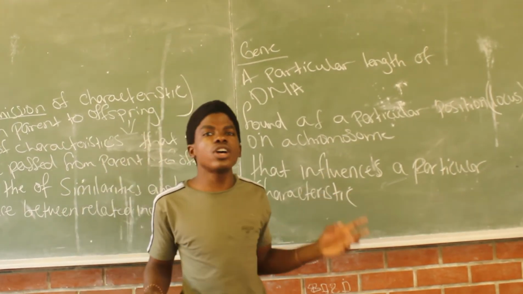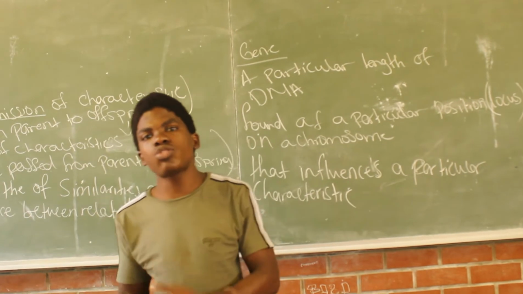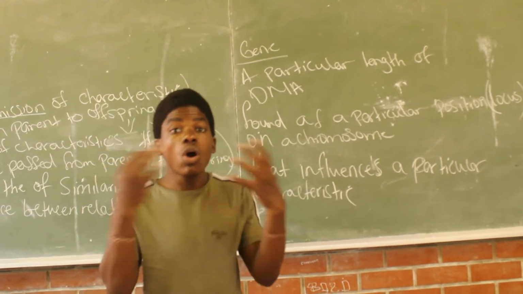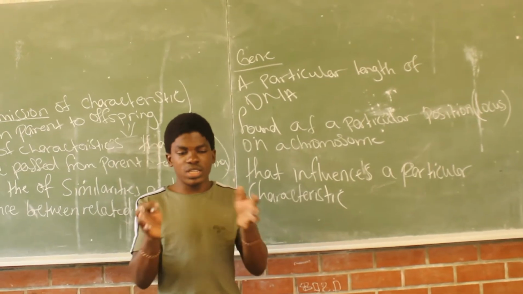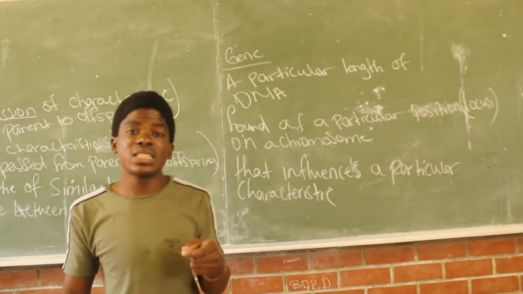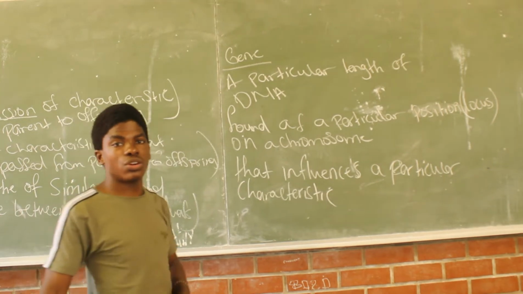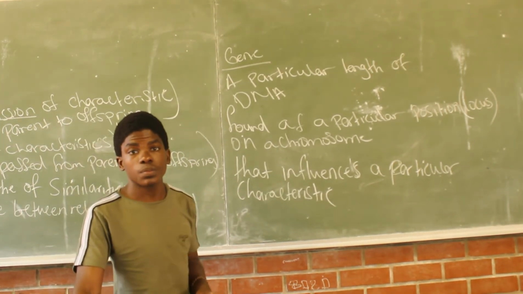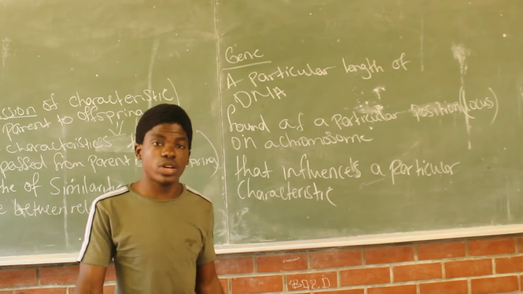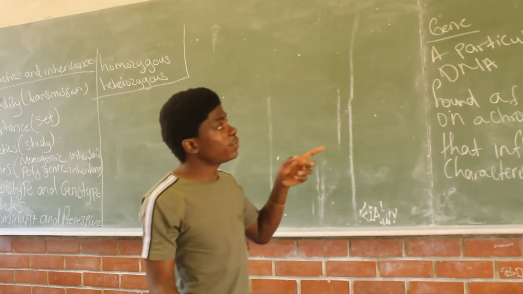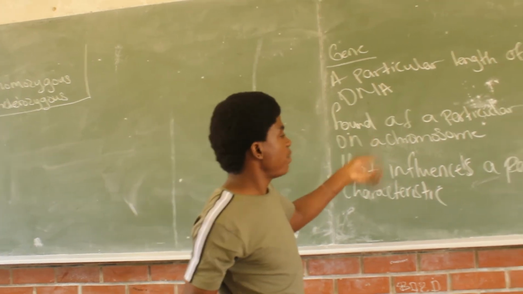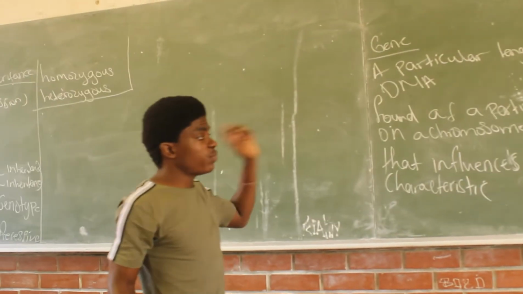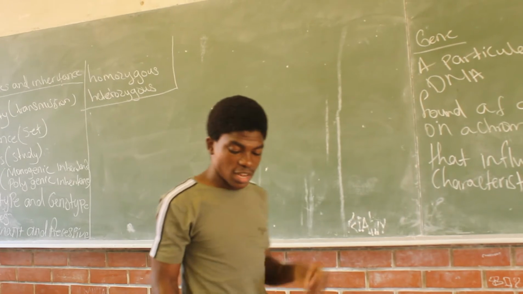If you are looking for a shorter definition, you can say a portion of DNA that codes for a particular characteristic. Yes, it's a bit shorter, but it doesn't tell you the location on the chromosome. So we need to understand it: a particular length of DNA found at a particular position on a chromosome that influences a particular characteristic.